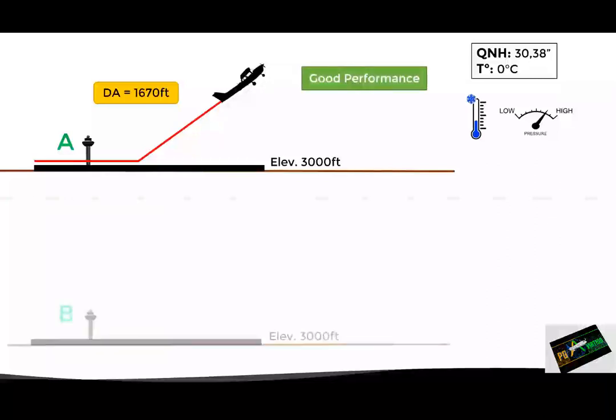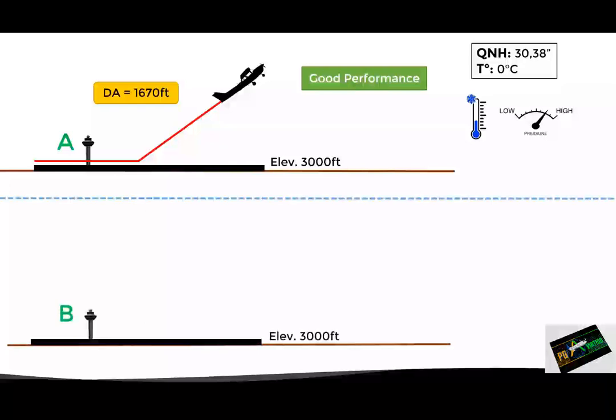On the other hand, let's look at airport B, which also has an elevation of 3,000 feet. However, it reports a QNH of 29.80 inches of mercury and a temperature of 30 degrees Celsius. This represents a relatively low pressure and high temperature, which results in a low air density. Now, since the density is low, it means that the density altitude will be high.